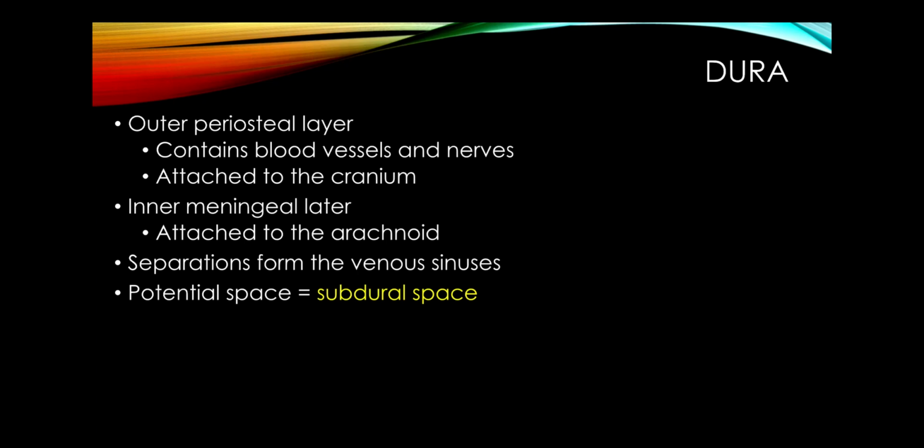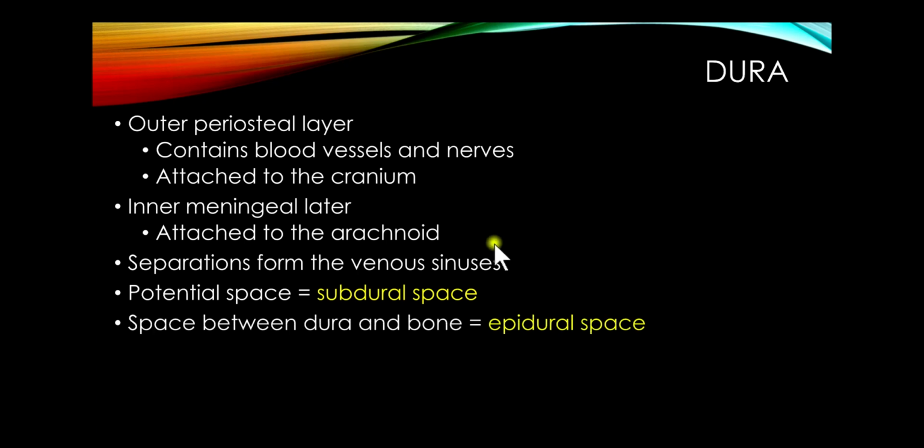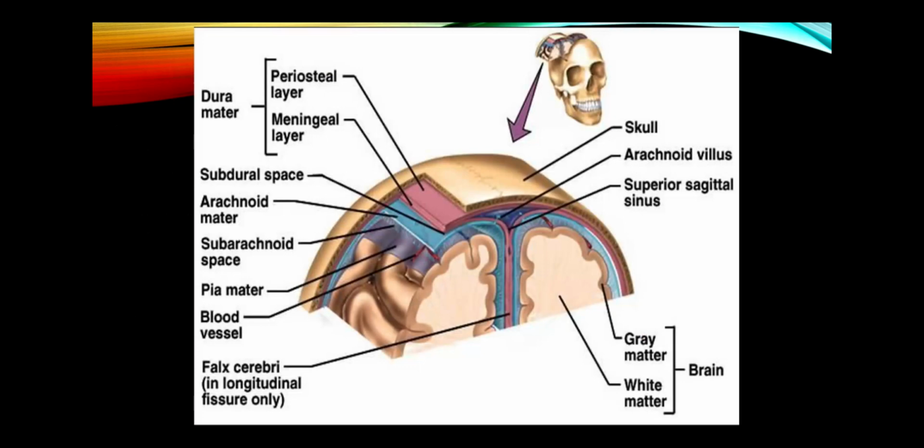One occurs under the dura, that's called the subdural space, and then outside the dura, between the dura and the bone, we have an epidural space. Both of these will become very important as we talk about head trauma and bleeding that occurs in the brain after head trauma.